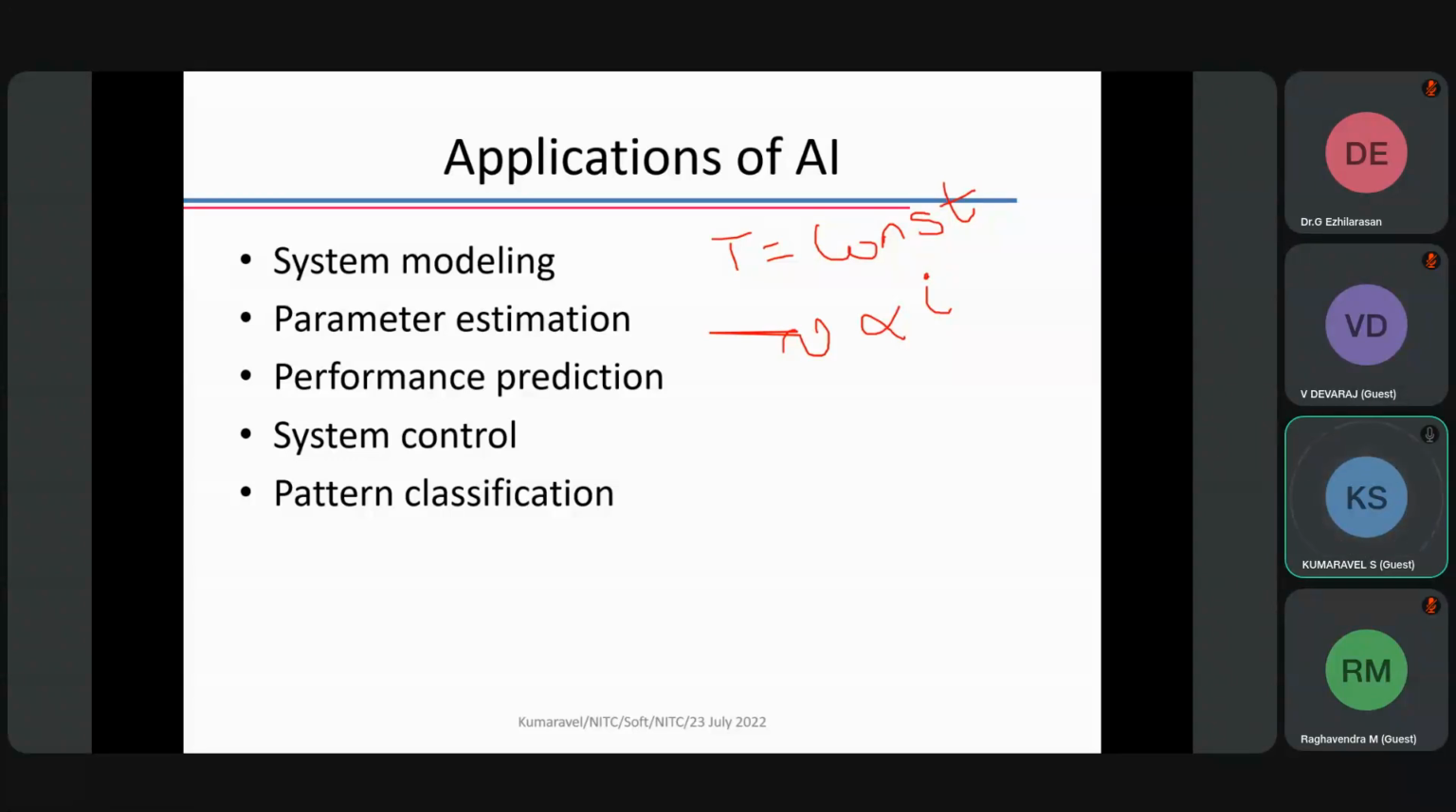Similarly, a control problem, the PI controller. You know what the drawbacks of a PI controller are? How to improve the performance of a PI controller, that is our main role. So now you understood how AI can help to resolve the problems in the conventional system. That's what I'm highlighting here.